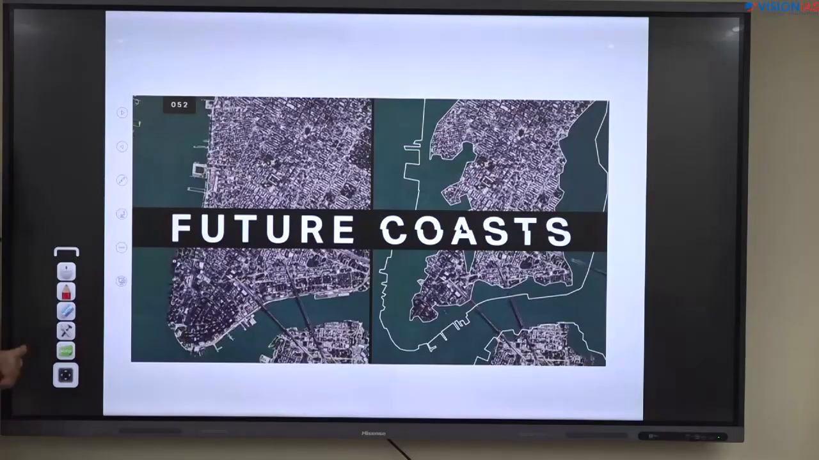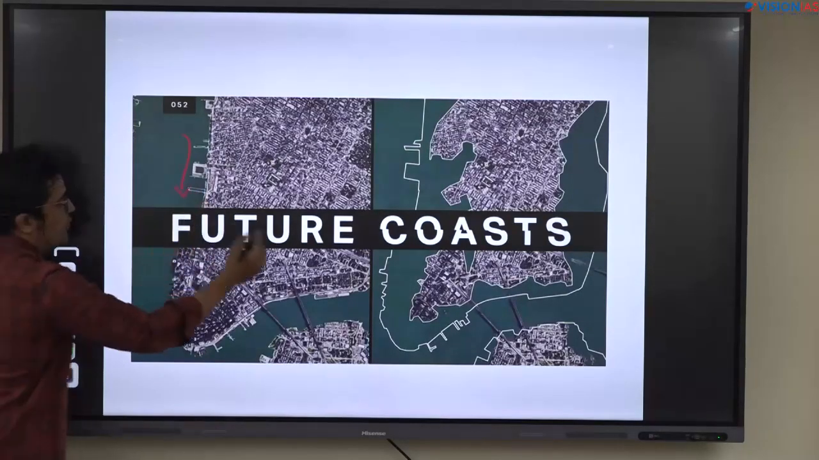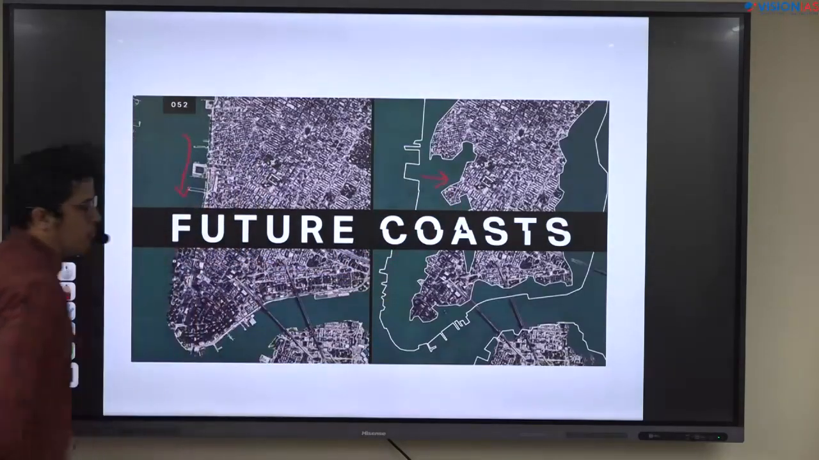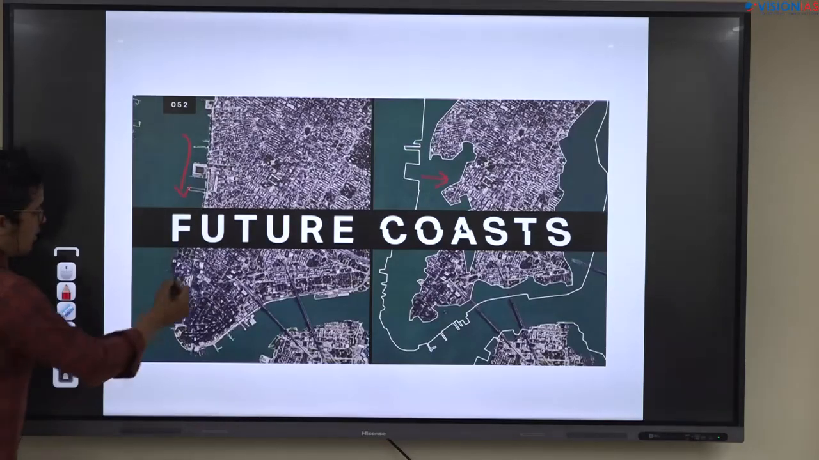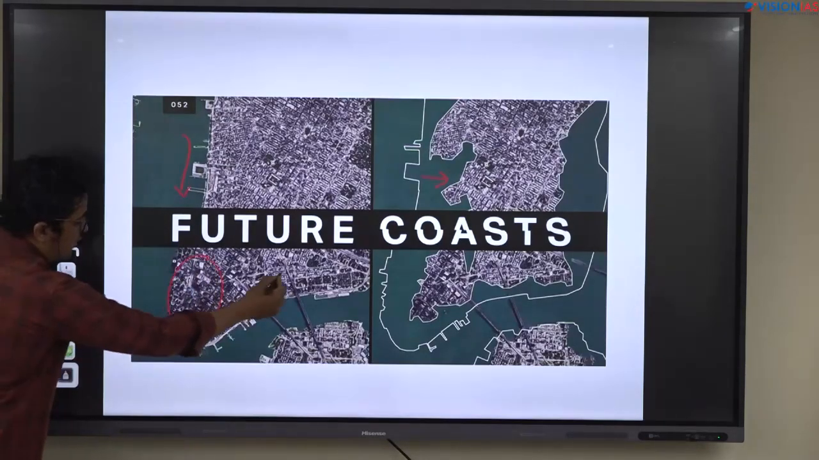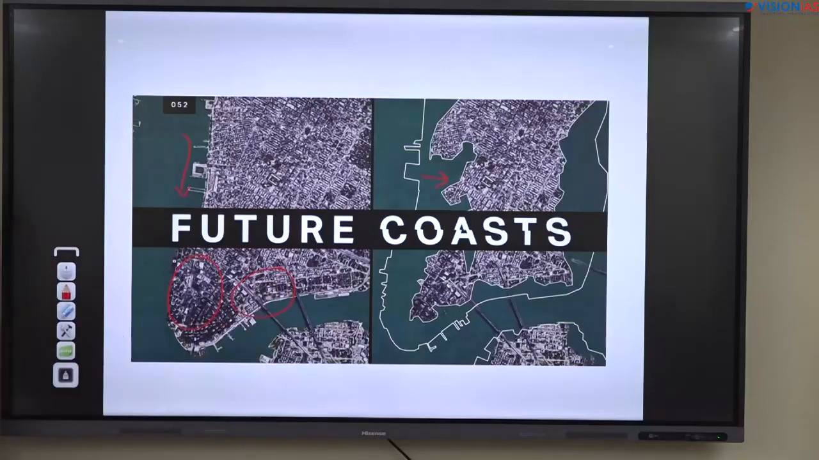So this is what scientists say, that in future the coastline will change. Most of our coastlines would be submerged because of the sea level rise which is happening all around the world. So if coastal areas are submerged, that means the human habitation that you see here has to be displaced. They have to be relocated somewhere else.